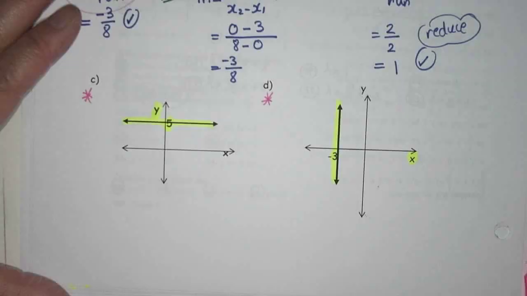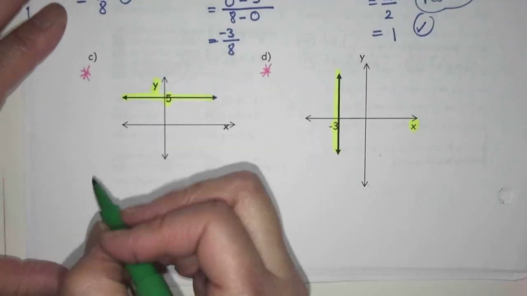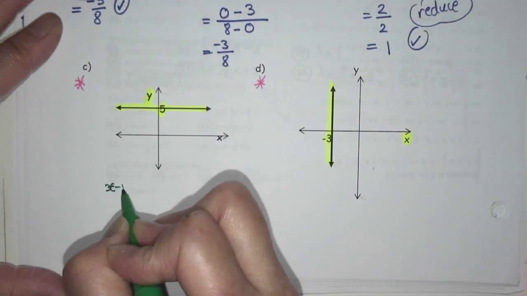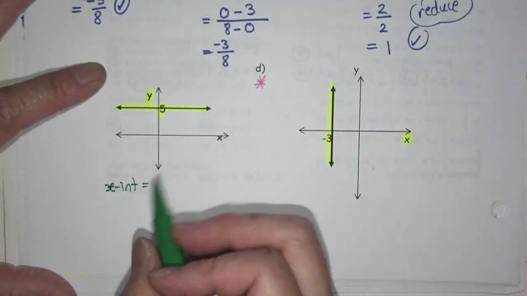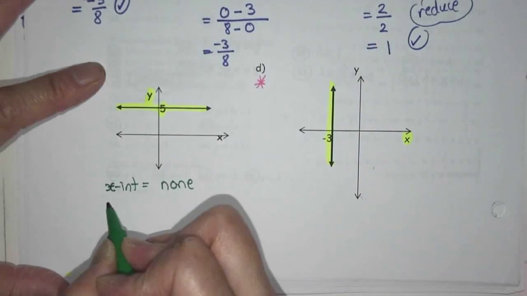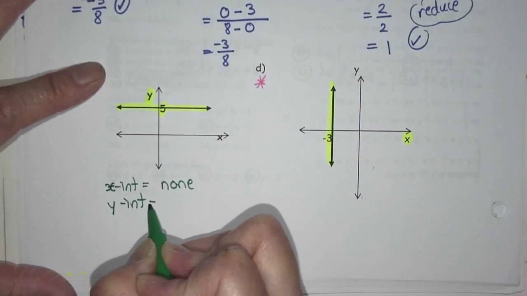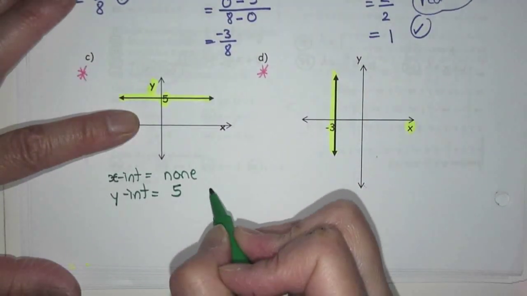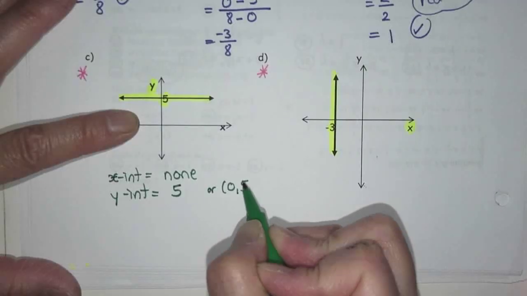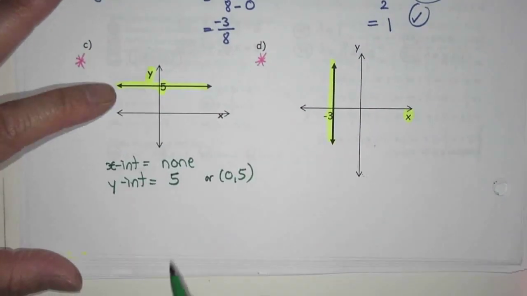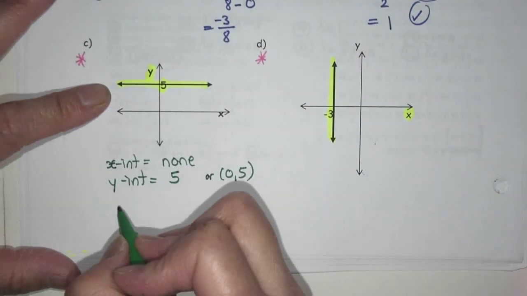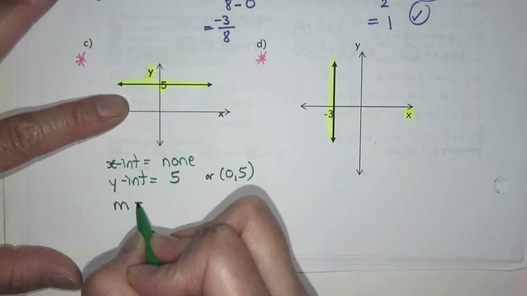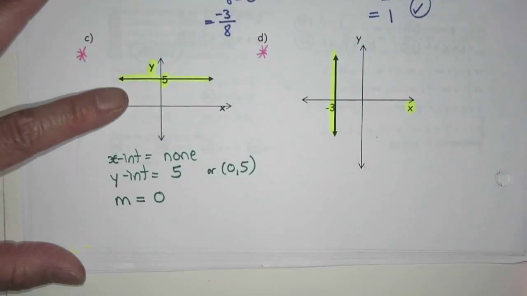So it says state the x and y intercept. So this is asking for the x-intercept. The x-intercept, there is none. The y-intercept is going to be 5. Or you can say y-intercept is 0, 5. It's up to you. Okay? And then the slope, m equals 0. So the slope is 0.